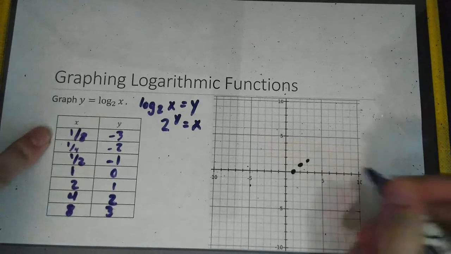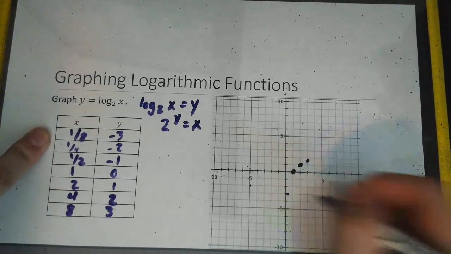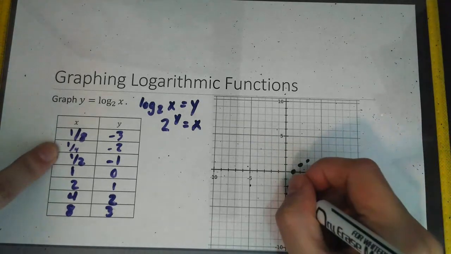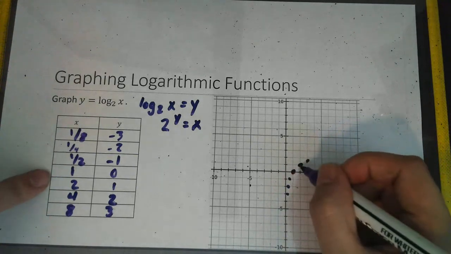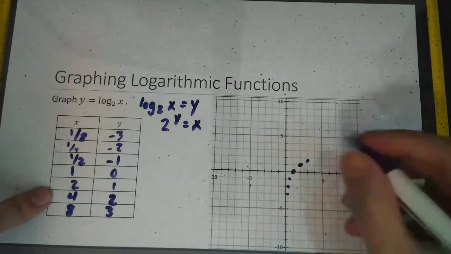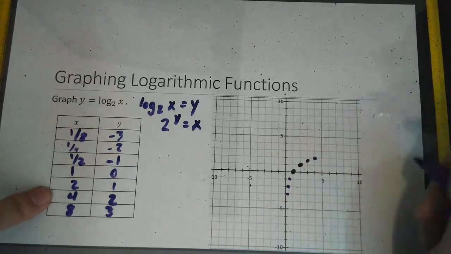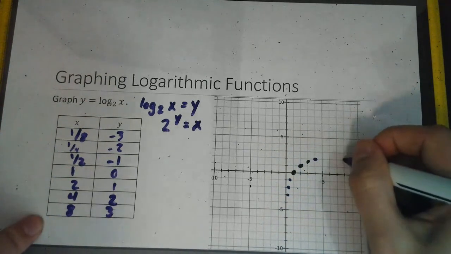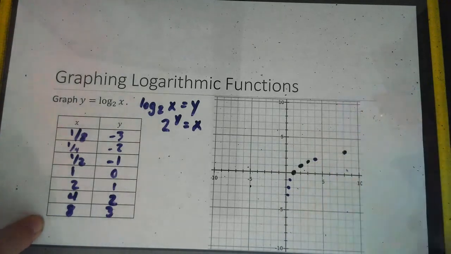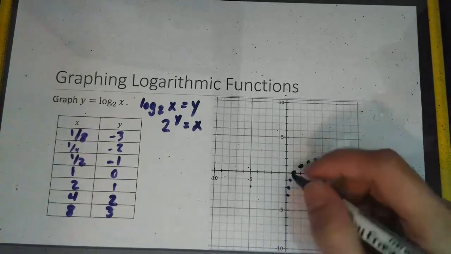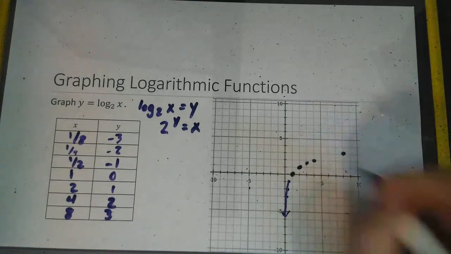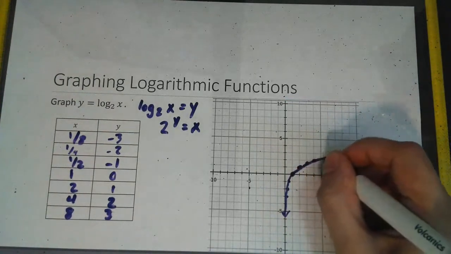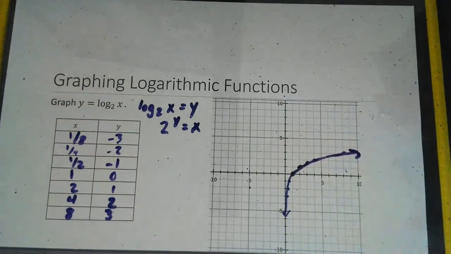So 1/8, -3. 1/4, -2. 1/2, -1. 1, 0 is already on here, 2, 1 is already on here. 4, 2, and 8, 3. That gives me a lot better idea of what's going on here. It looks like I'm going to get really, really close to this y-axis. And then I have this kind of upward curve going on, something like that.